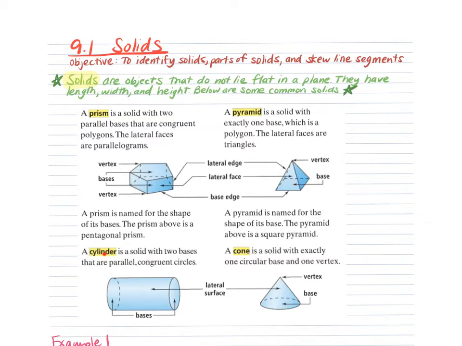And then a cylinder is basically a circular prism, so the bases are circles. This is just one lateral surface, and then the 2 bases, which are circles. And then a cone is a circular pyramid, where the base is a circle, and they kind of meet up to a point, which is the vertex. So that's a cone.